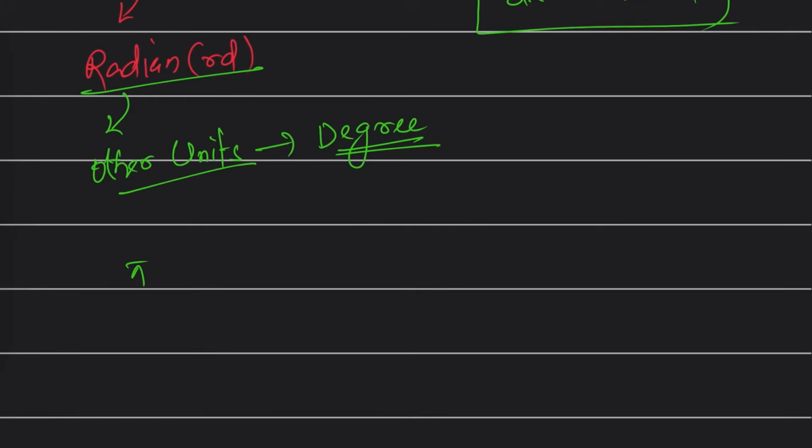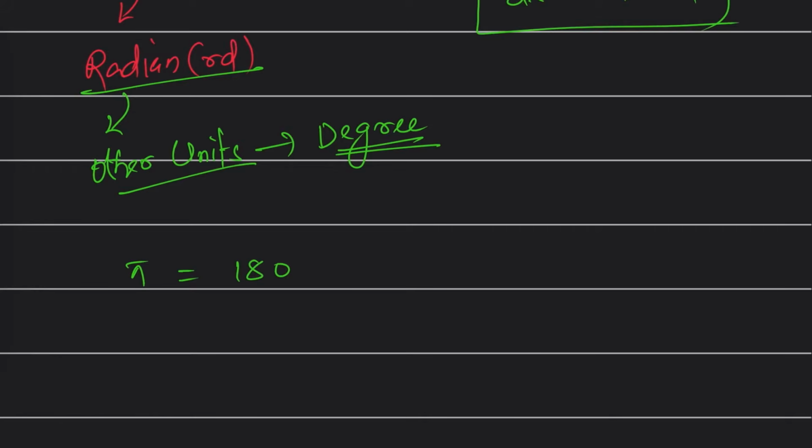Sir, let me ask a question here. Pi is equal to 180. Is it correct? My question is simple. Can we write pi is equal to 180? Most of you will say yes, correct. But I am making you sure it is incorrect. We can't write pi is equal to 180.